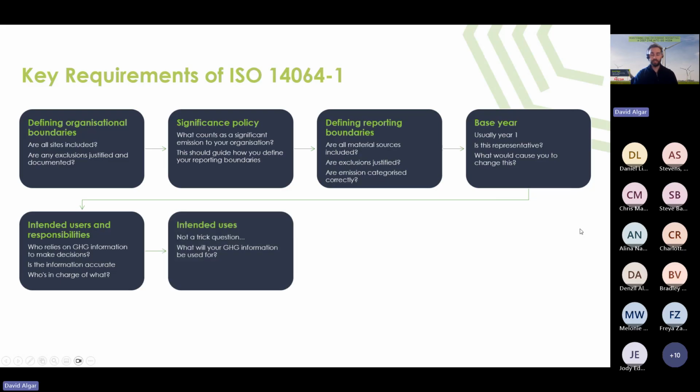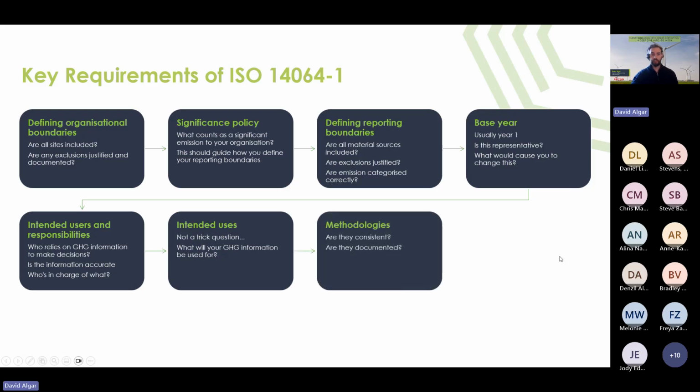Just be nice and clear to them. Intended uses, again, I always think this sounds like a trick question when I'm auditing companies. I'll say, why are we doing this? What's the point? It's not a trick question, because linking back to significance policy, you need to know what your reporting requirements are, whether they're legal, commercial, voluntary, CDP, SBTi, stuff like that. You need to be aware of what your reporting requirements are and what you're actually going to do with the GHG information, because it's all linked. That really helps define your reporting boundaries.